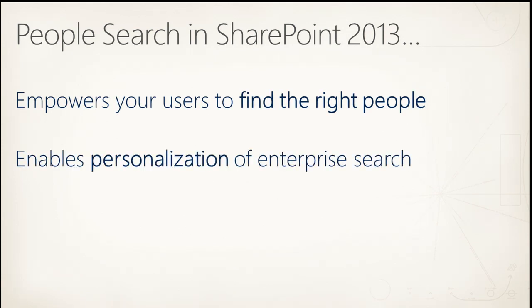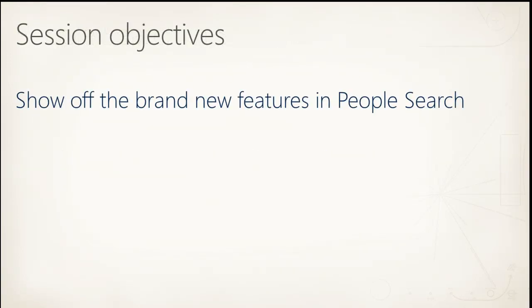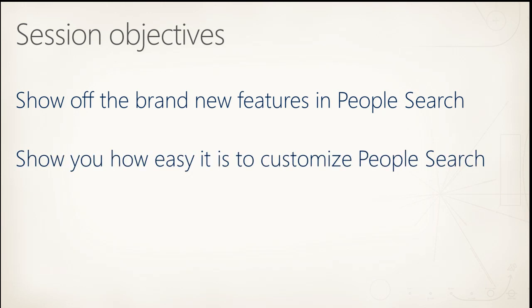We're going to be talking about two main things today. One, we're going to talk about the out-of-box feature set that we have as part of people search in SharePoint 2013. And we're going to be demoing these super awesome features to you this afternoon. And second, we're going to be showing you some of the extension points of people search. Specifically, we're going to be talking about using business connectivity services for customizing expertise search. And then we're going to be using user context for personalizing enterprise search.